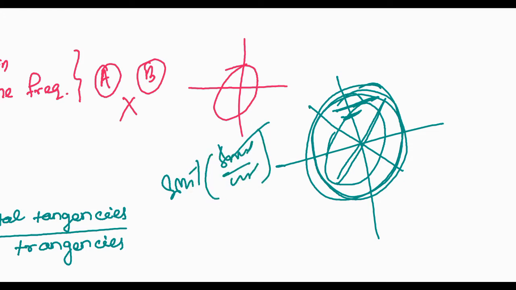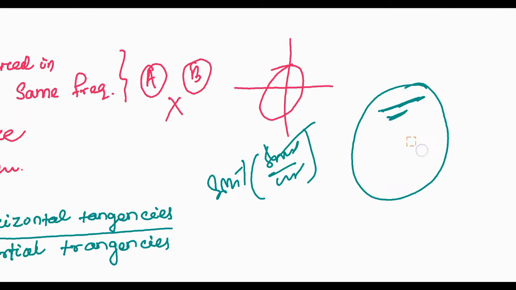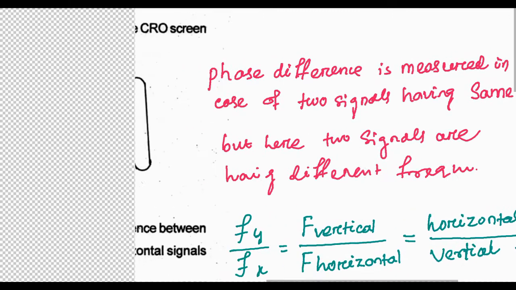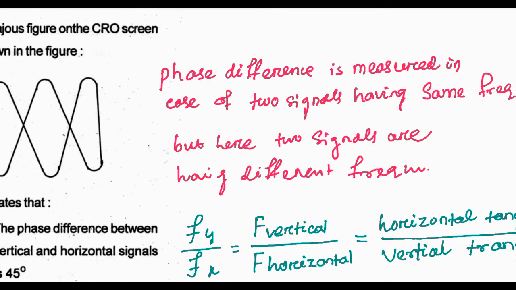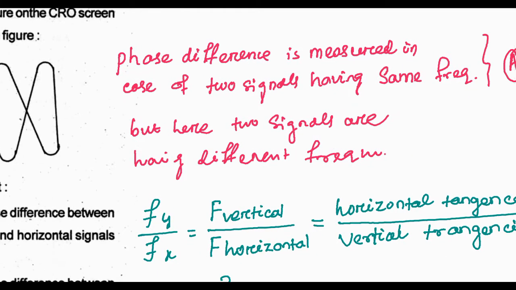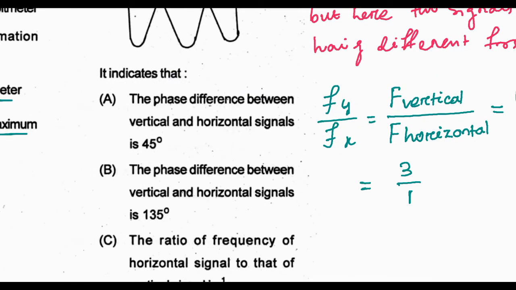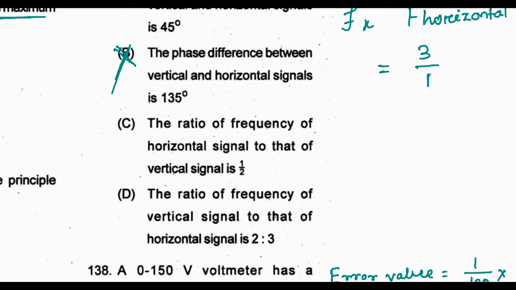And this is another thing, because here this type of Lissajous pattern is not given. Here what is given is like this. So here I have written that phase difference is measured in case of two signals having the same frequency, but here the two signals have different frequencies, because the Lissajous pattern is not like that. So option A and option B are not the correct answer, due to this. Then we have only the rest two options, option C and option D.